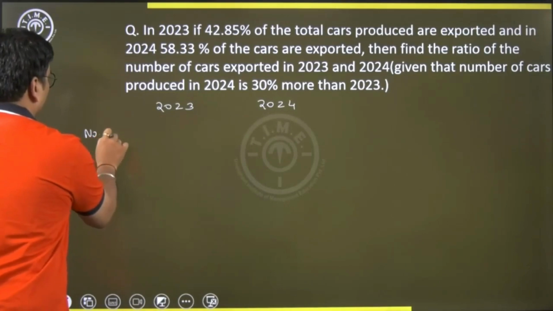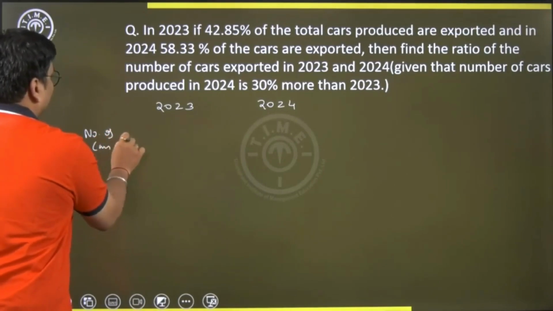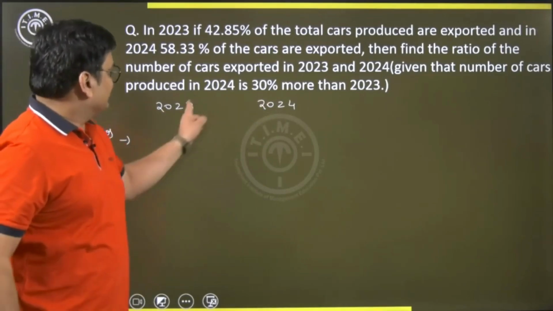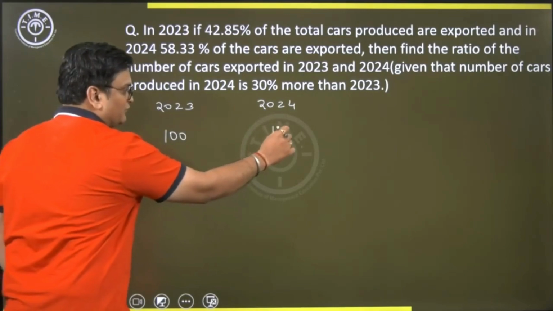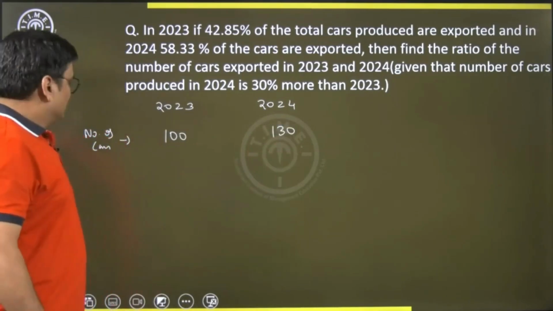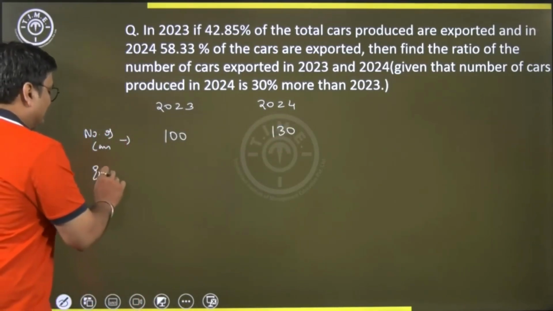First, let's talk about this. So what is number of cars? Number 24 is 30% more than this. So suppose it is 100. So 30% more would mean 130 cars. Now how many cars are exported here?